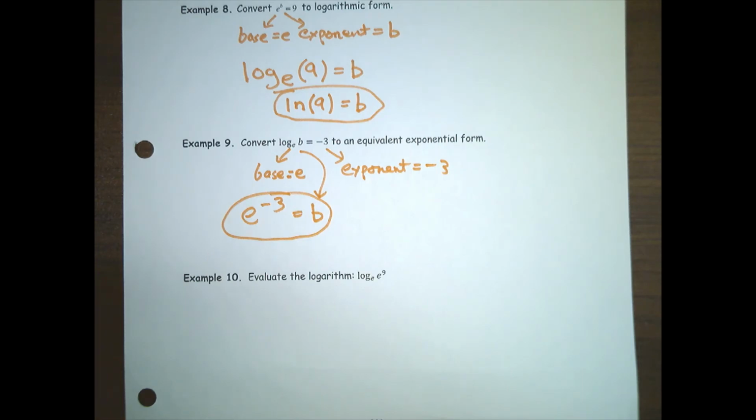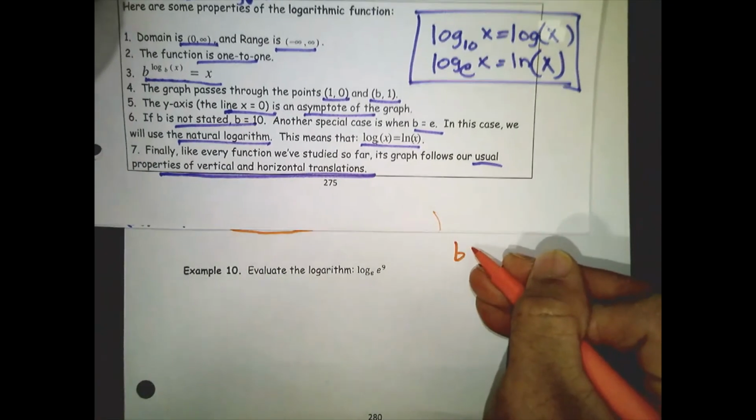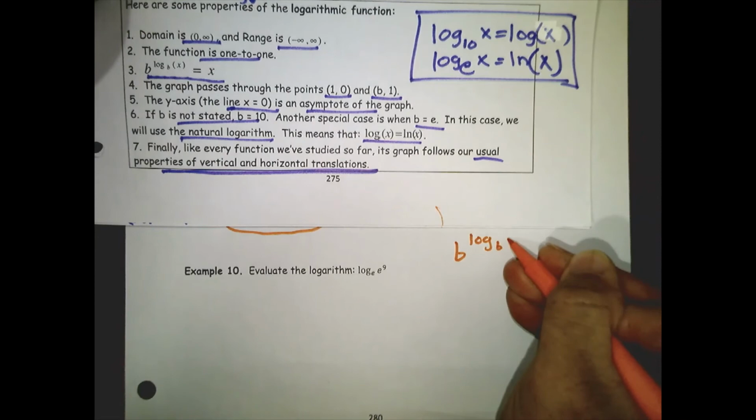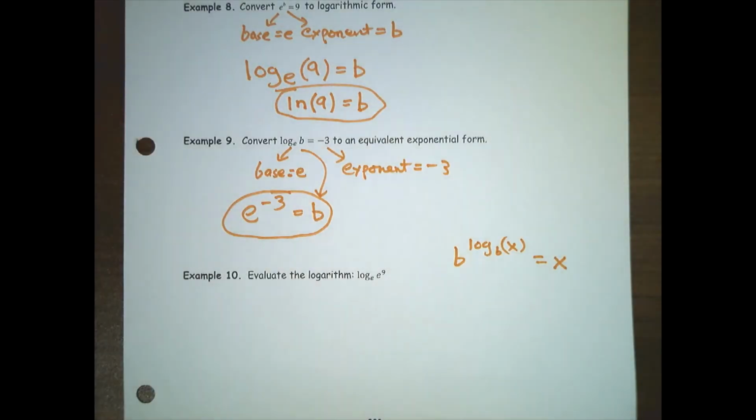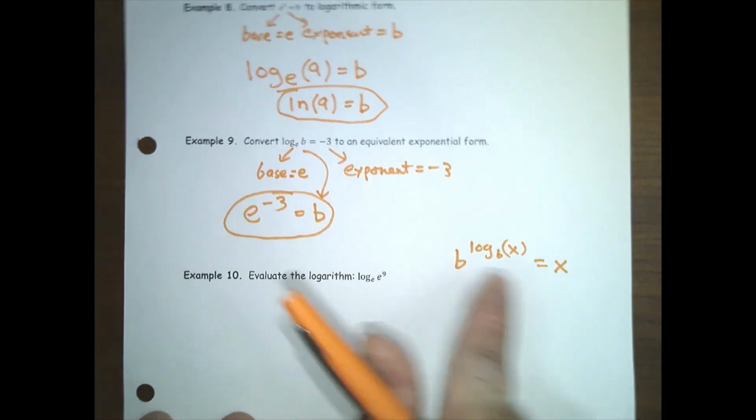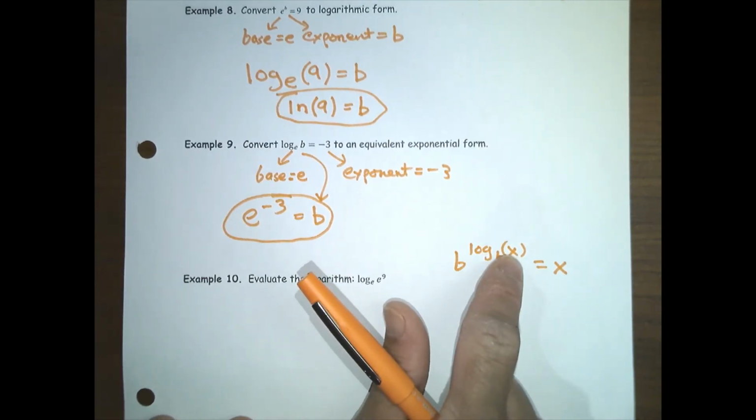Okay, so here is one of them. You have b to the log base b of x is equal to x. If you think about this, it should make sense because the base is b and the exponent is log base b of x.